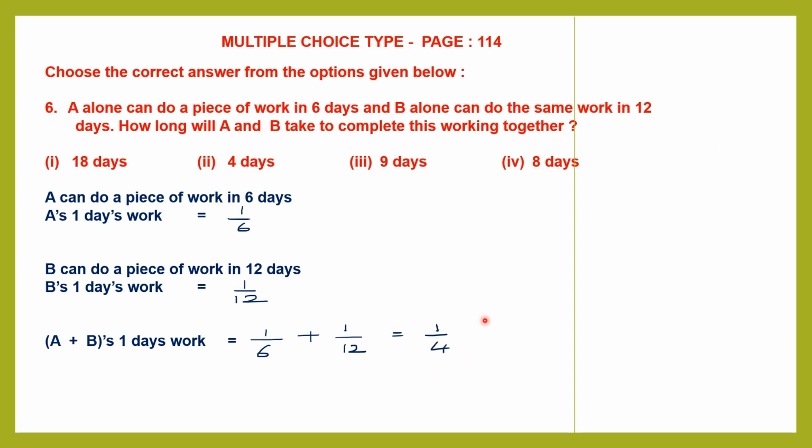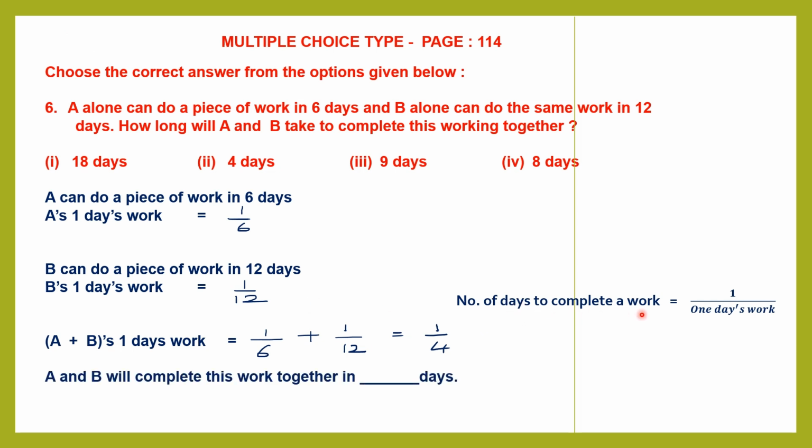Now this is 1 day's work. Now we are asked to find how many days they will take to complete. So to find the number of days, we have to use this formula, that is number of days to complete a work is 1 by 1 day's work. So 1 divided by 1 day's work. 1 day's work is 1 by 4. So 1 divided by 1 by 4. This becomes 1 into 4 by 1, 4 by 1, and here we can cancel the 1. We just have 4.